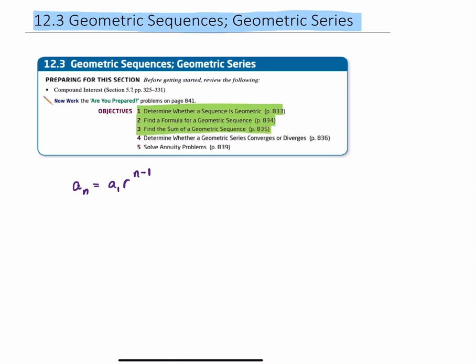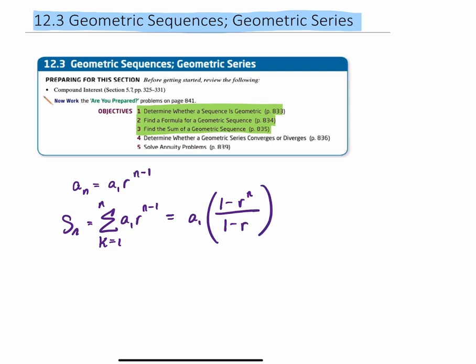We found the sum of a geometric sequence if it's finite. So if we say s sub n, or we can describe that as a sum k going from 1 to n of our geometric sequence, if it was finite, then it's just our first term times 1 minus r to the nth power over 1 minus r. And then we brought up this idea of convergence and divergence, which involves an infinite sum.